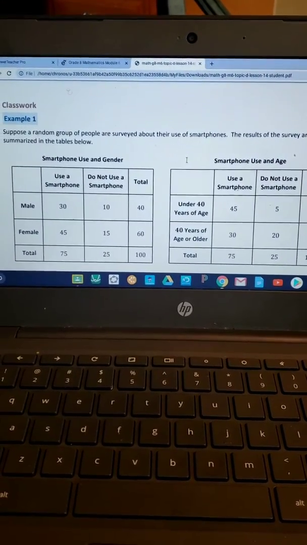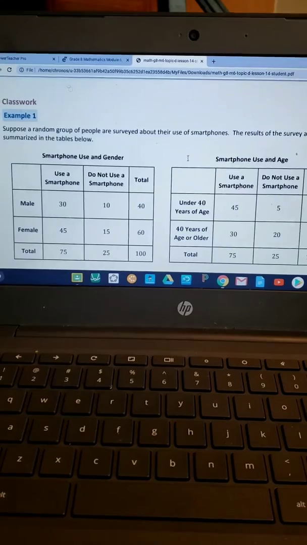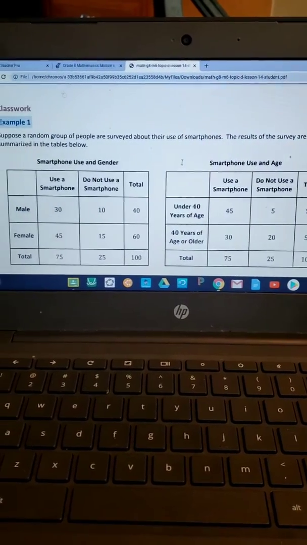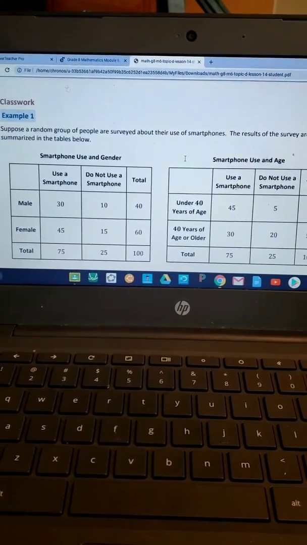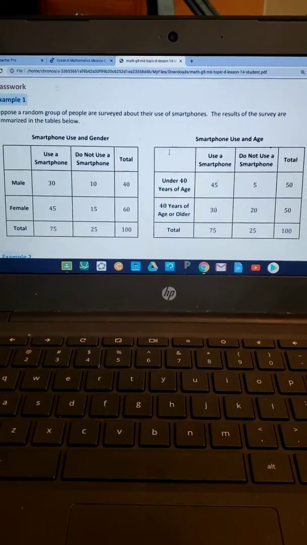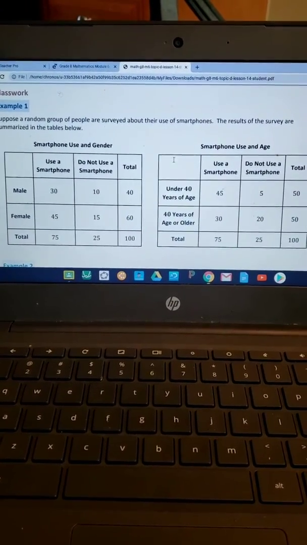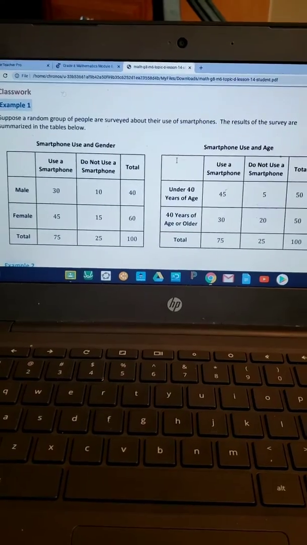It says, suppose a random group of people are surveyed about their use of smartphones. The results of the surveys are summarized in the tables below. The first thing we need to do is take a minute and make sure that we understand what this table is showing us.